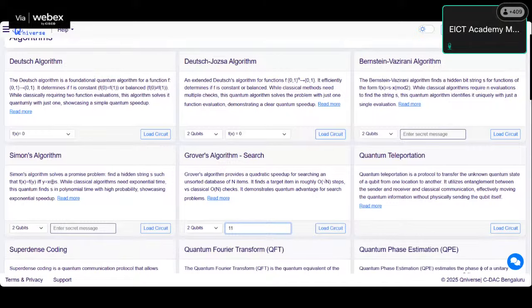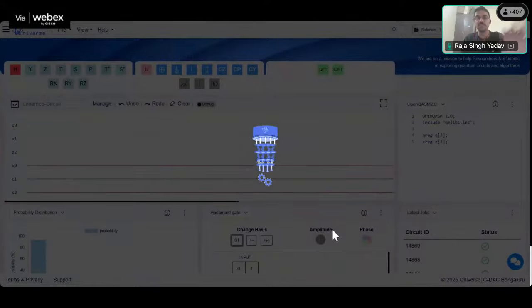Yes, sir. Okay, so in this case, with Grover's algorithm, I am taking the example of 2 qubits to find a marked element 1 1. I'll just load the circuit here. I'll show you some difference.